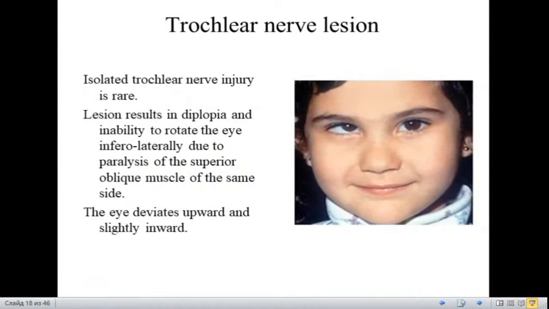Trochlear nerve lesion, actually an isolated lesion, happens very rarely, and the lesion causes diplopia because the eye on the affected side is rotated abnormally. The patient can't focus the sight on an object, and this results in diplopia.